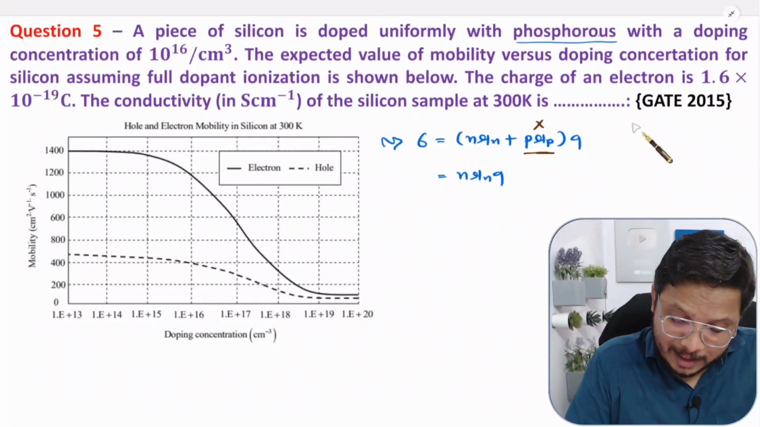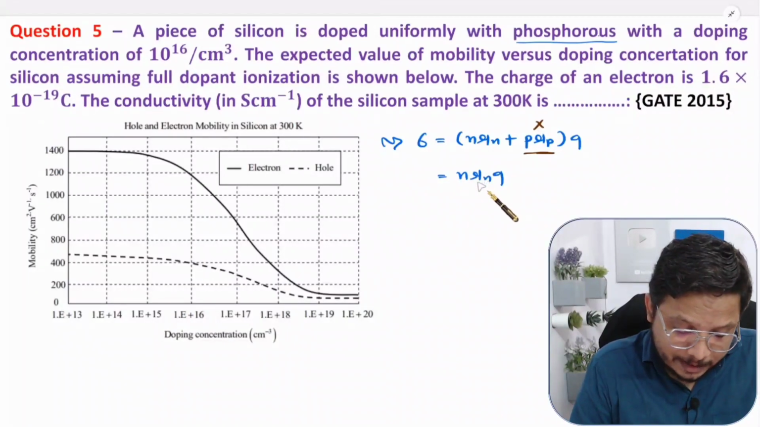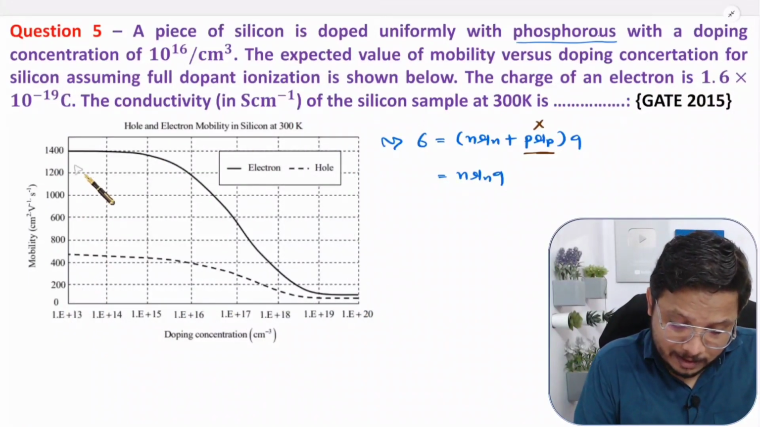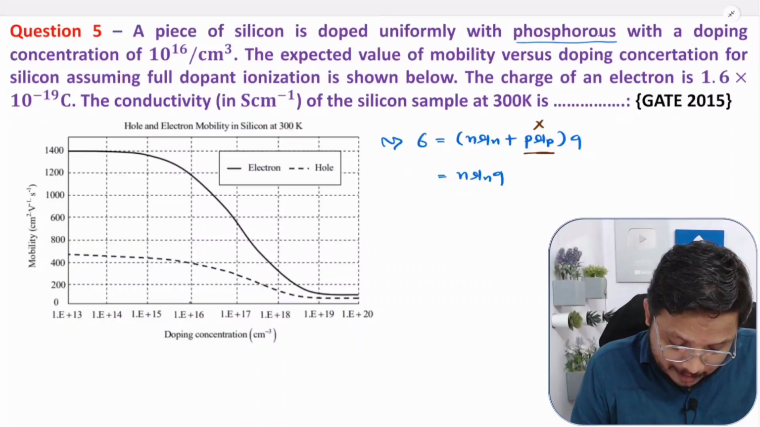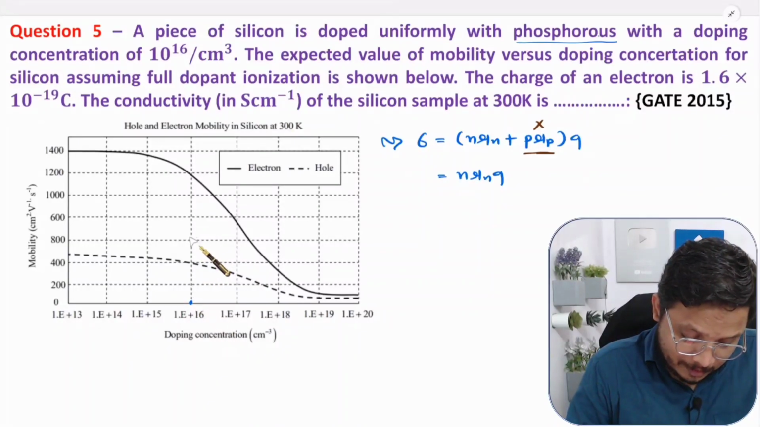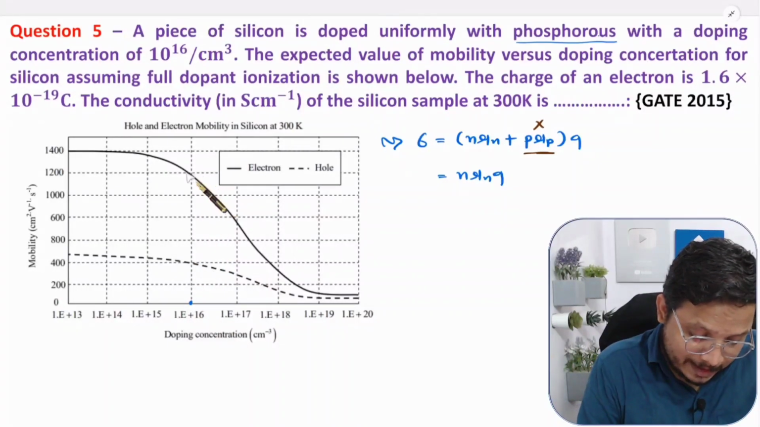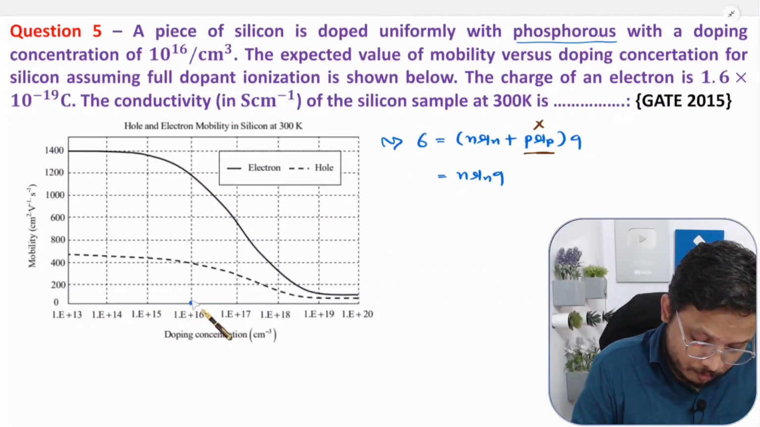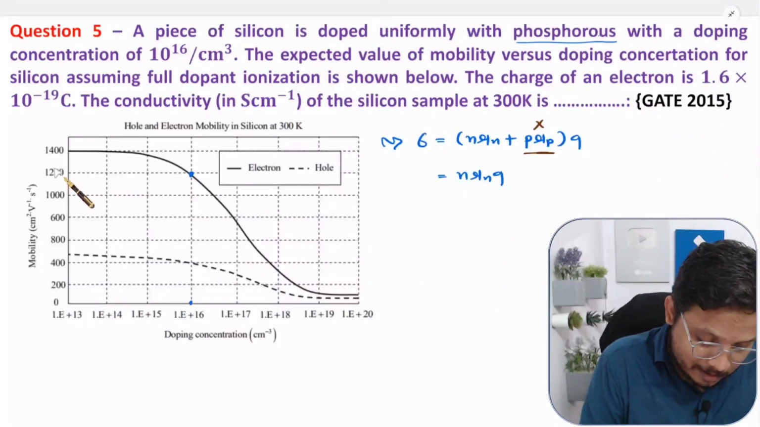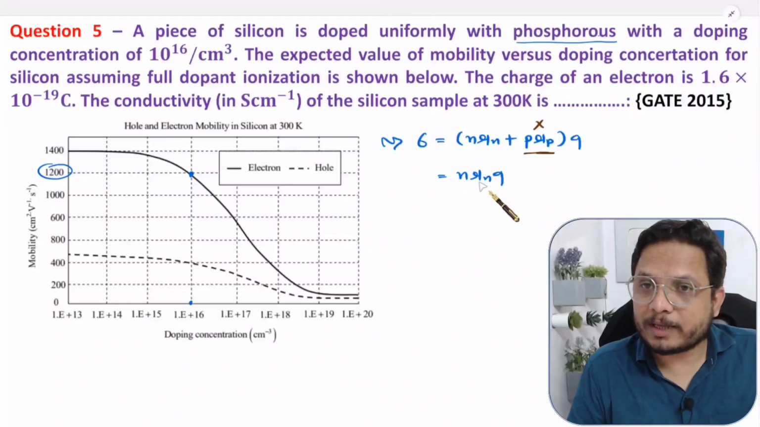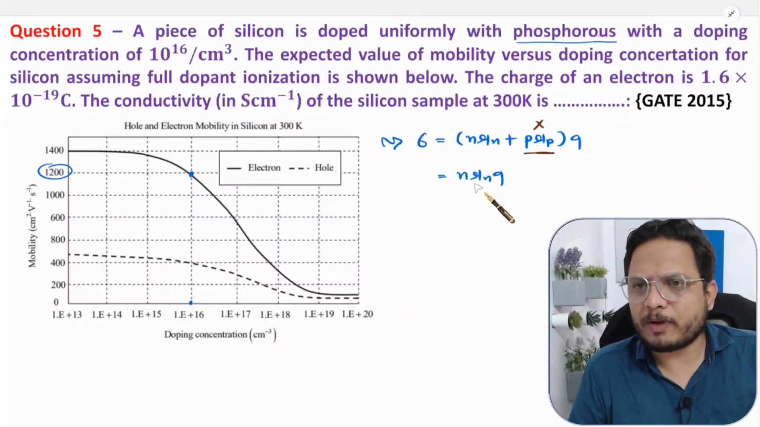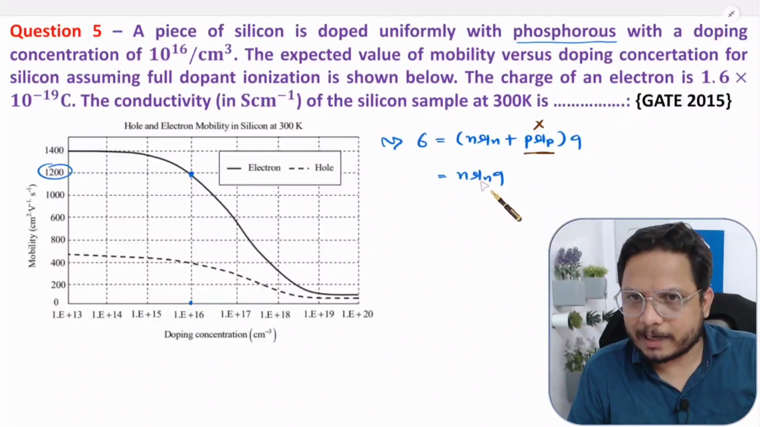Q is also given, that is charge. But mu N, that we need to find from this graph. Here you see doping concentration, that is 10 to the power 16, that is this line, right? At this line we can have the mobility. If you move in this direction, at this point mobility is 1200. So we need to place 1200, which is mu N, over here. So from the graph we need to substitute the value, otherwise things are very simple, right?